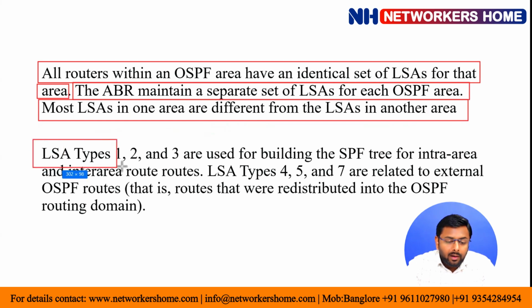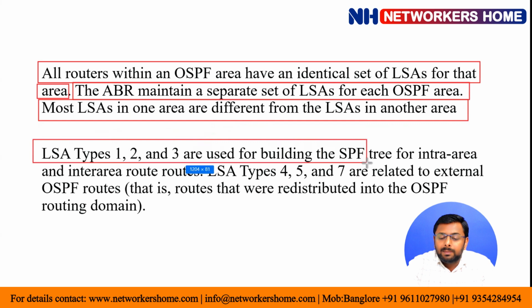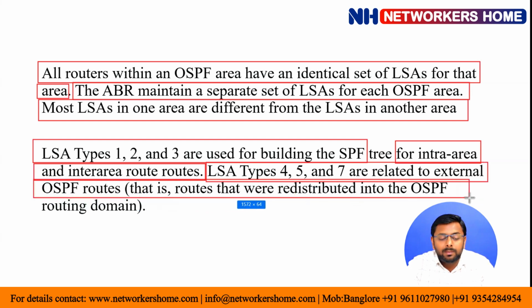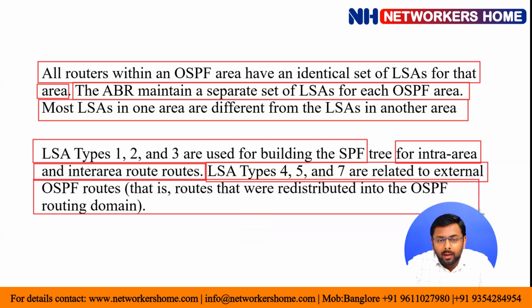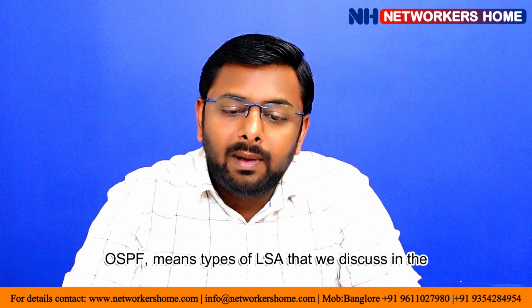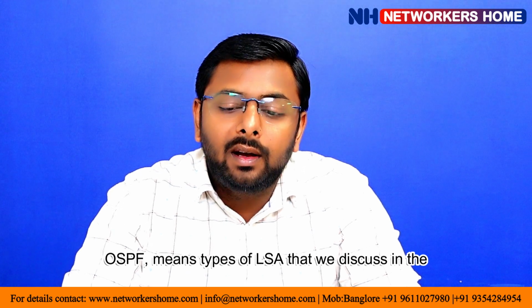And LSA types 1, 2 and 3 are used for building the SPF tree, shortest path first tree, for intra-area and inter-area routes. And LSA types 4, 5, 7 are related to the external OSPF routes, that is the routes that were redistributed into the OSPF routing domain. So these are the types of LSA that we discussed in OSPF.